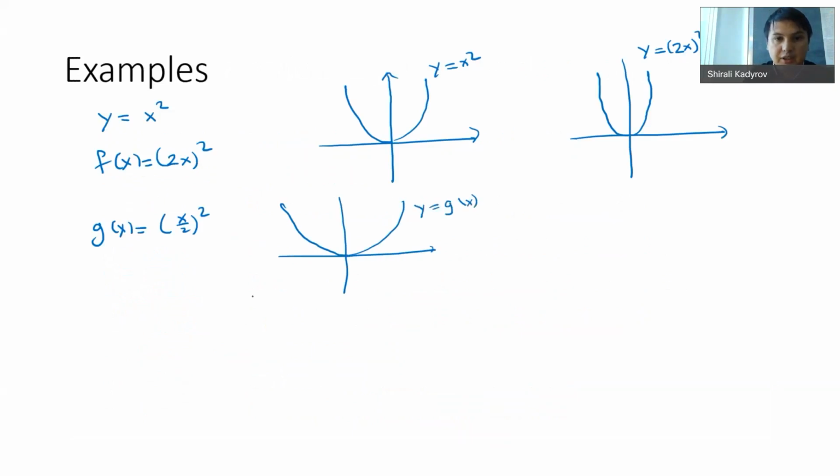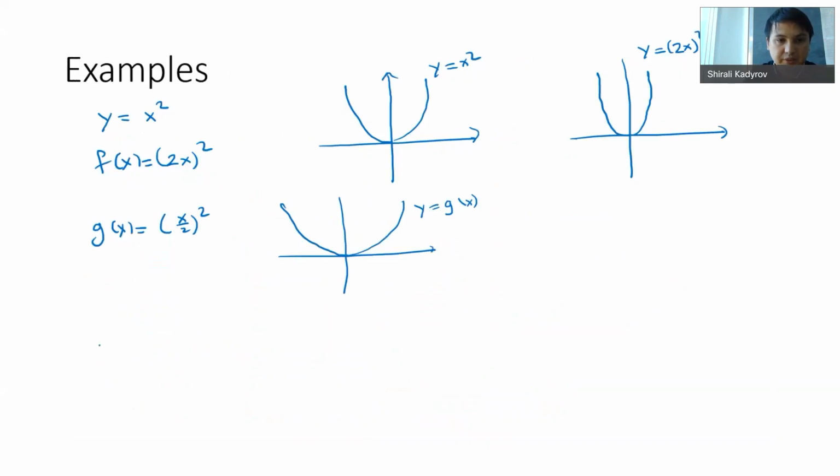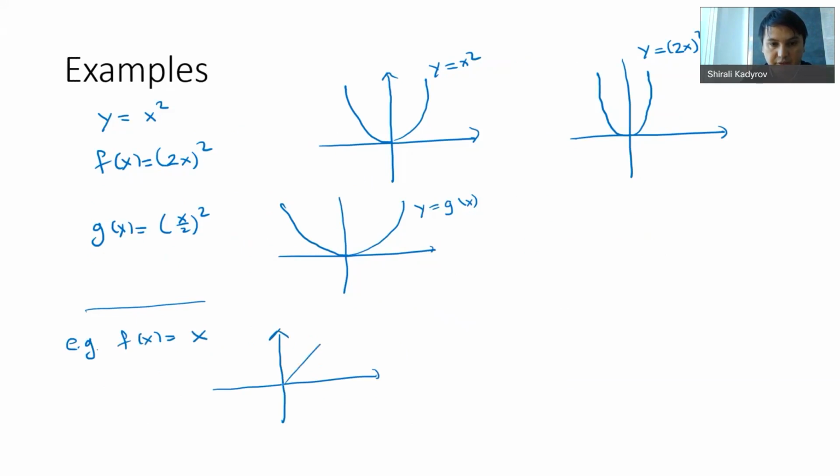Okay, how about these vertical manipulations? Let me do a slightly different example. So let's consider f of x is equal to, well, let's simply do x, right? So what is the original graph? So this is my original graph, right? y is equal to x, if you like. Now what happens?